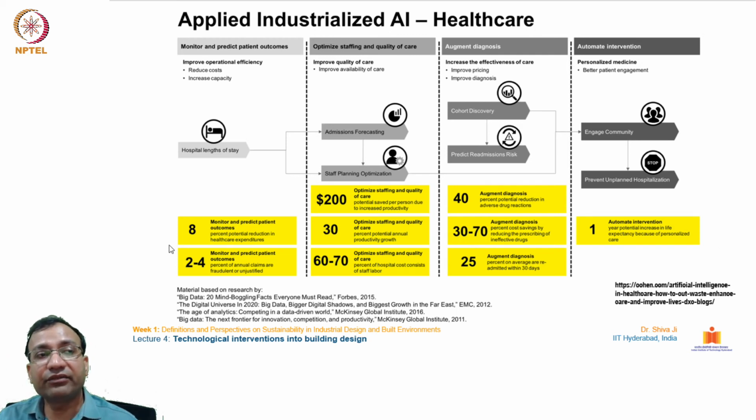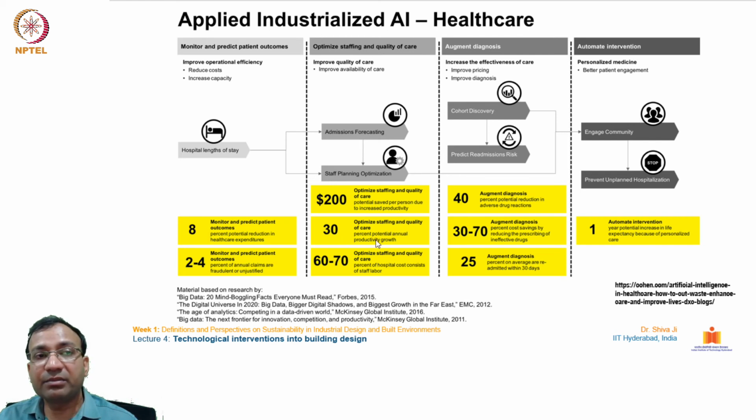So in the numbers, if we see monitor and predict patient outcome, there is an 8% potential reduction in healthcare expenditure expected through this modeling. On the monitoring and prediction of patient outcomes, 2 to 4% of annual claims are fraudulent or unjustified. So this also can be prevented. Further, a $200 potential saving per person due to increased productivity. So this can be achieved through optimizing staffing and quality of care.